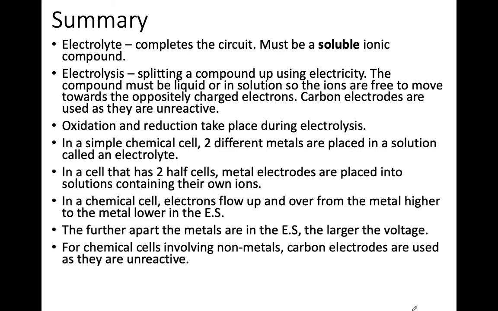Now, on to the things that we've discussed today. In a simple chemical cell, two different metals are placed in a solution called an electrolyte. In a cell that has two half cells, metal electrodes are placed into solutions containing their own ions. In a chemical cell, electrons flow up and over from the metal higher in the electrochemical series to the metal lower in the series. The further apart the metals are in the series, the larger the voltage produced. And for chemical cells involving non-metals, carbon electrodes are used as they are unreactive.